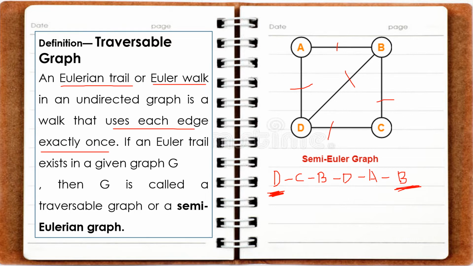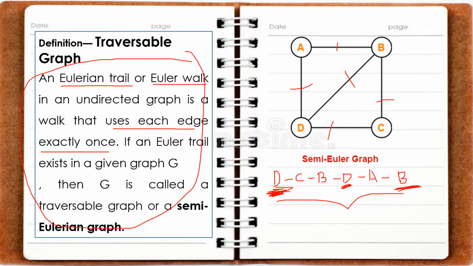Now, as you have observed, I used the vertex D twice. And it's okay because it's not part of the condition here. There is no condition stating that we cannot use a vertex more than once. The only restriction is the edges. So this is an example of a semi-Eulerian graph.